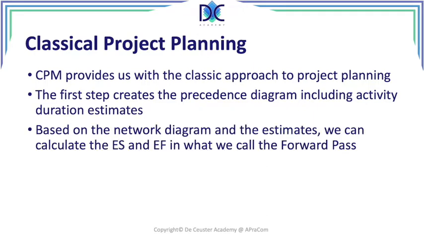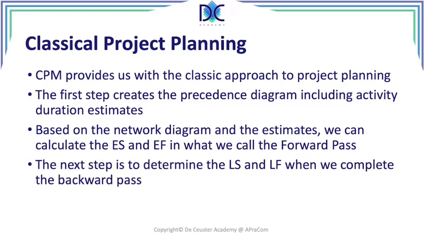Based on the network diagram and those estimates, we can calculate during the forward pass the early start and the early finish of all the activities. Basically, what's the first time that an activity can start and what's the first time an activity can finish. And doing that, at the end, we find the end time or the duration of the entire project. The next thing, once we find the early finish of the last activity of the project, we calculate back from the late finish, and we do that with what we call the backward pass. And here we find the late start and the late finish of the different activities.